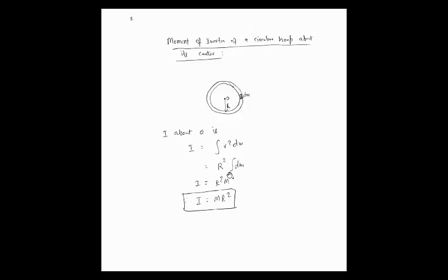But r is constant, so you just need to do the integration of dm. The integration of the small mass dm is the total mass. So the moment of inertia of the thin ring about its center of mass is simply mr squared. So that's a really quick one.